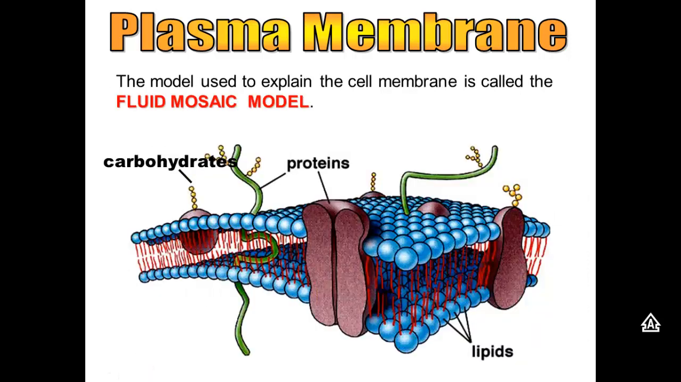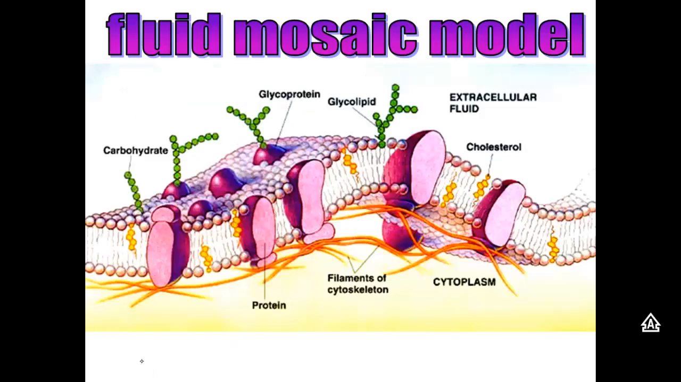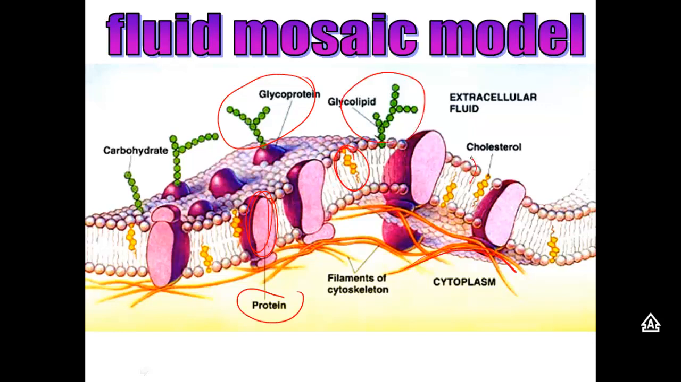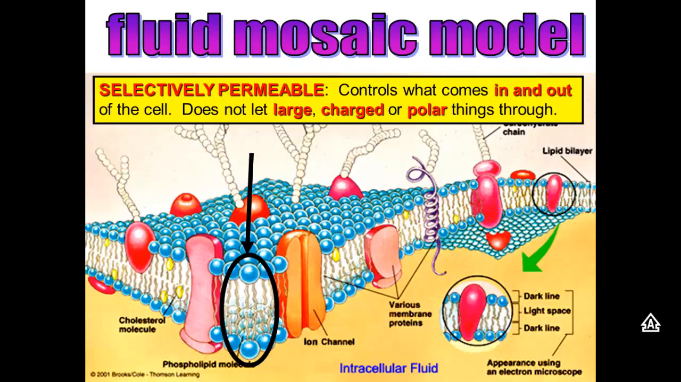When we're talking about the plasma membrane, we like to refer to the fluid mosaic model. This is an excellent picture of a fluid mosaic model. It shows you all of the different parts, from the proteins here and the glycoproteins here to the cytoskeleton and the cholesterol and the glycolipids and of course your phospholipids, and we're going to be talking about all of those next. The plasma membrane is selectively permeable.